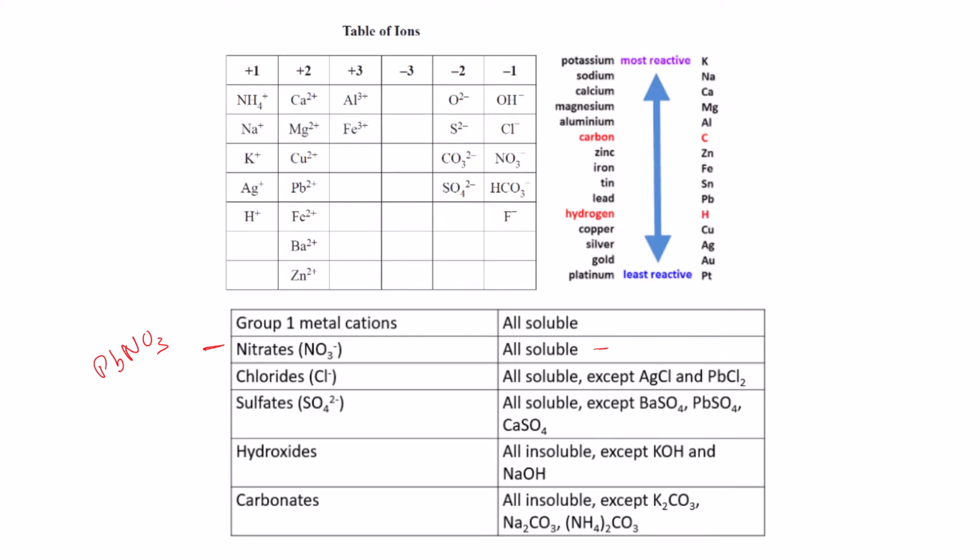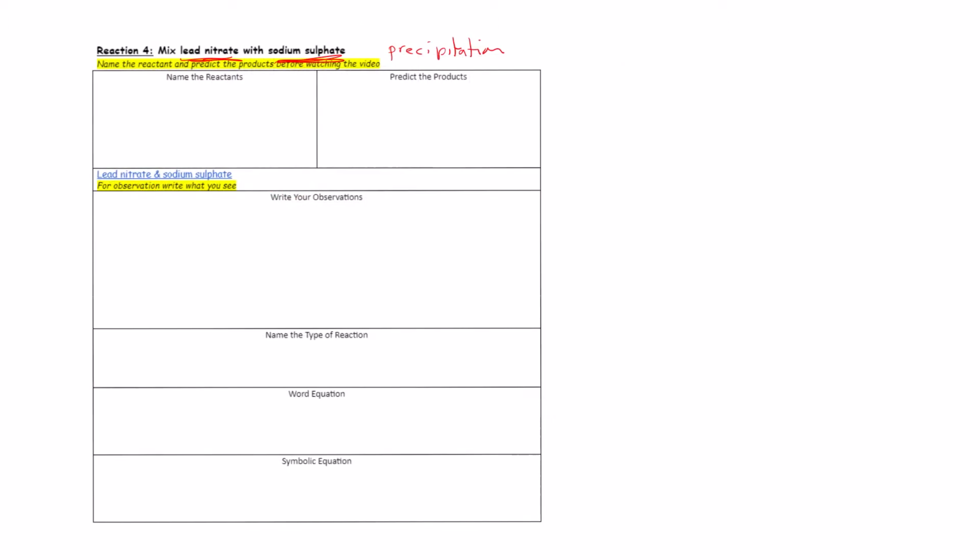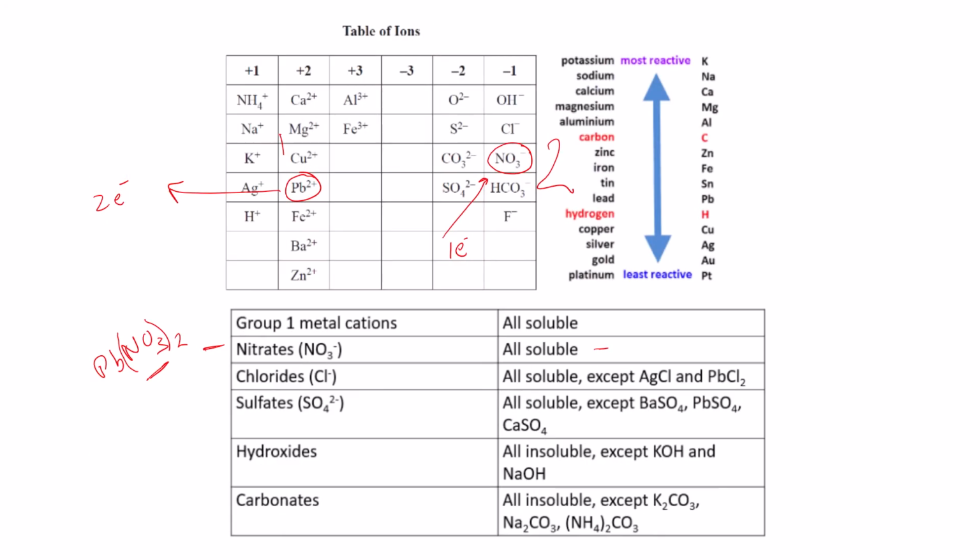And while we're here, let's think: lead forms a 2+ ion, and nitrate forms a 1- ion. So lead wants to give 2 electrons, and nitrate wants to receive 1 electron. That means we need 2 nitrates to make 1 lead happy. So remember, brackets and a 2 means there are 2 nitrates and 1 lead. Okay, so lead nitrate, and what was the other one? Sodium sulfate. So let's have a look.